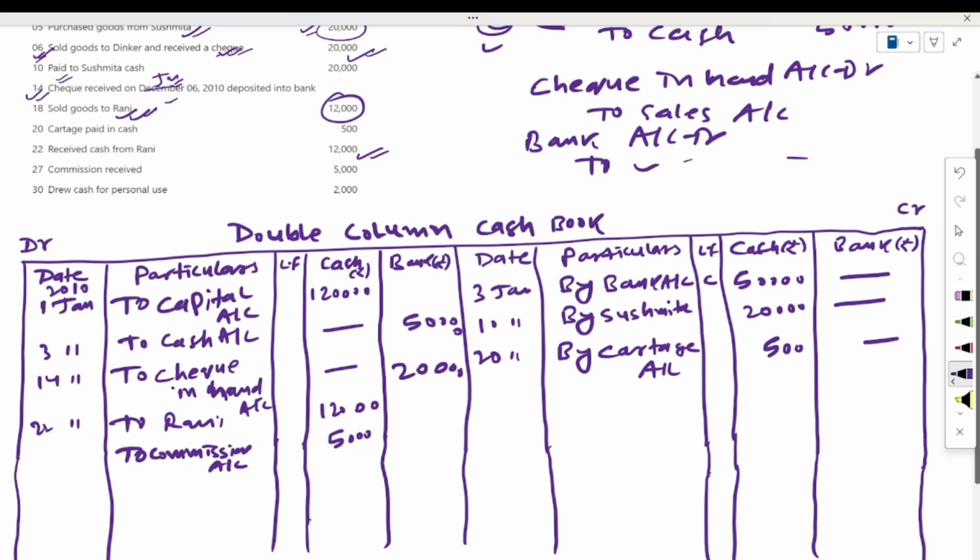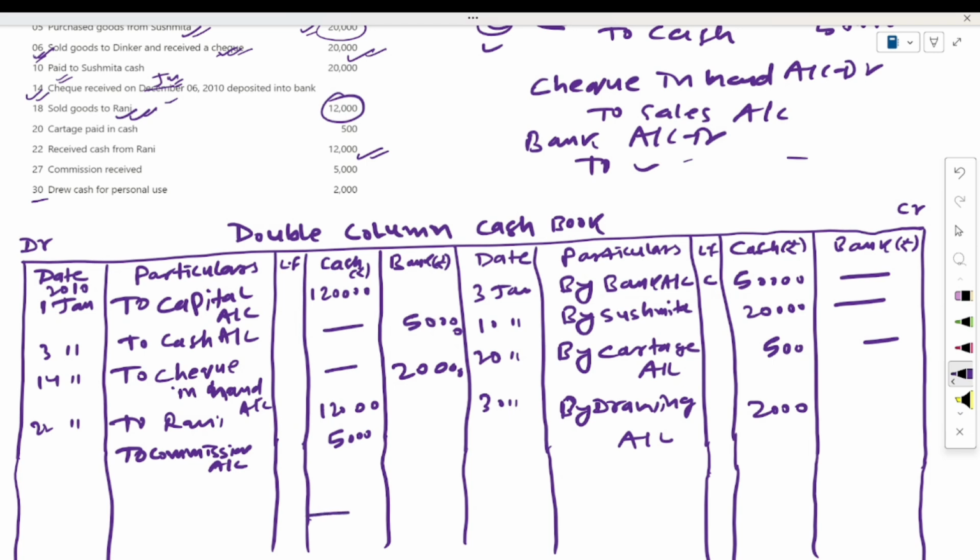Now come to the last transaction, which is on 30th Jan. Drew cash for personal use. How much? 2,000. Personal use means drawing. We will write here 30th Jan, "By drawing". They are receiving cash, not from the bank, so we will deduct it from the cash column.